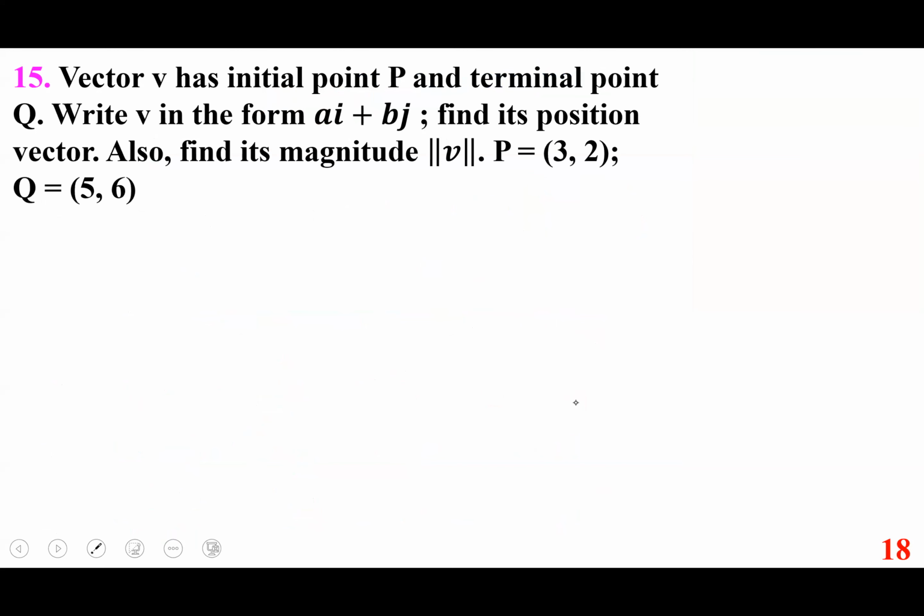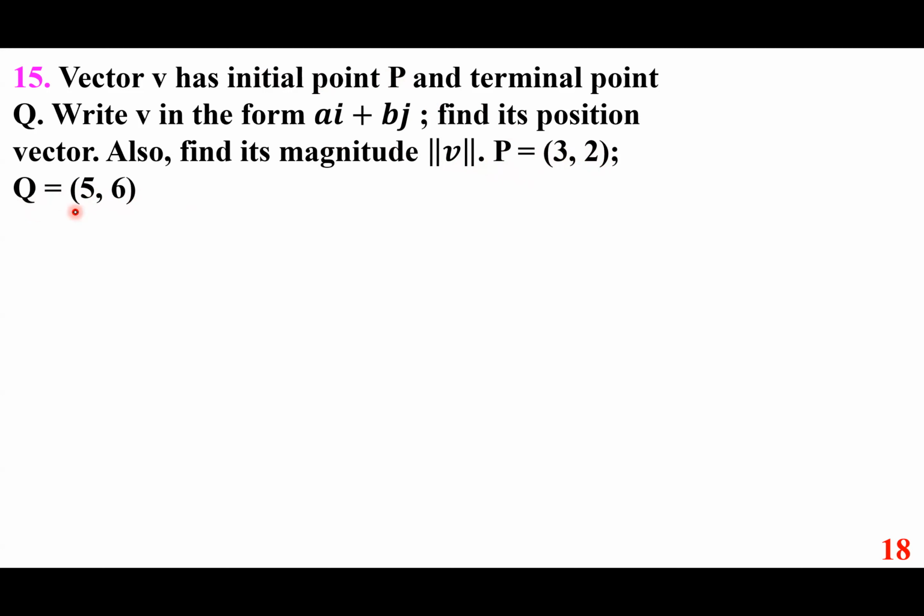All right, let's switch gears. Vector V has initial point P and terminal point Q. Write V in the form of ai plus bj, its components, if you will. Find its position vector, also find its magnitude. And P is 3, 2, Q is 5, 6. This is the initial point, and this is the terminal point.